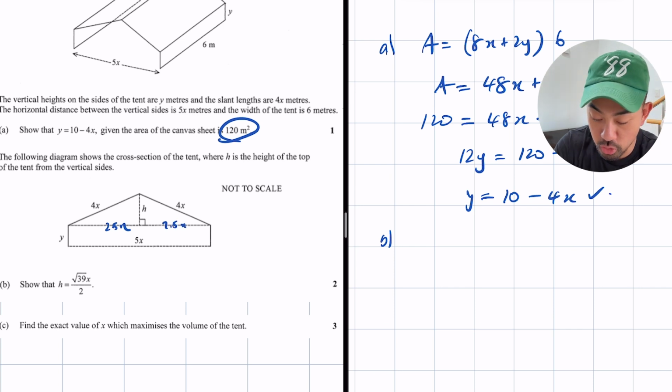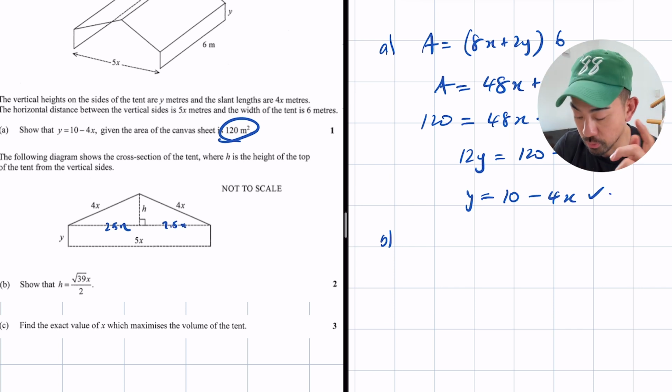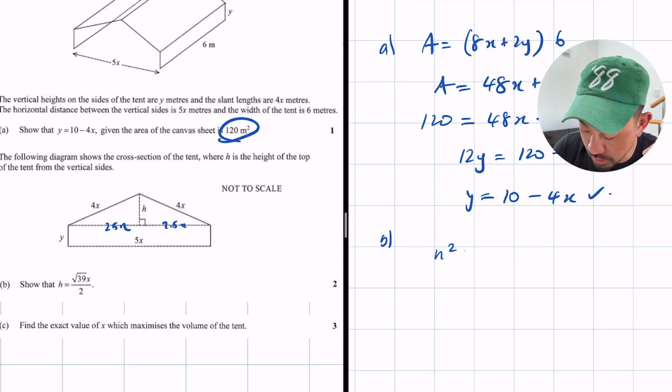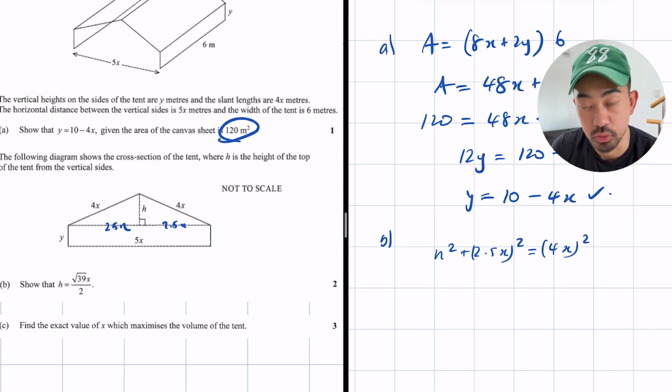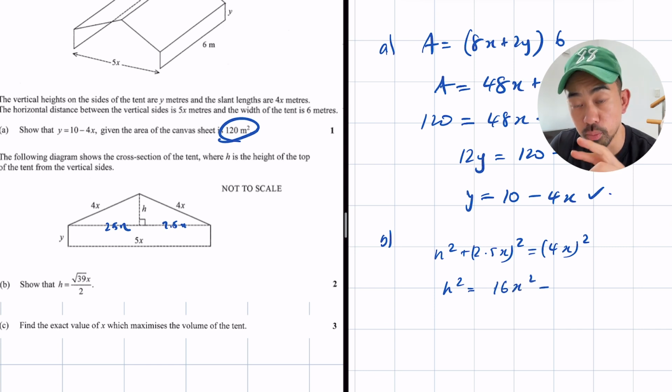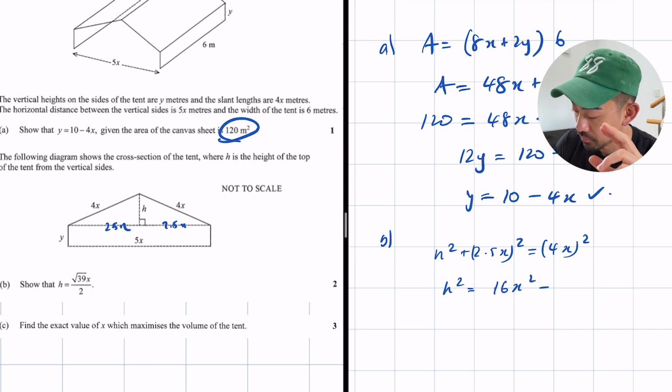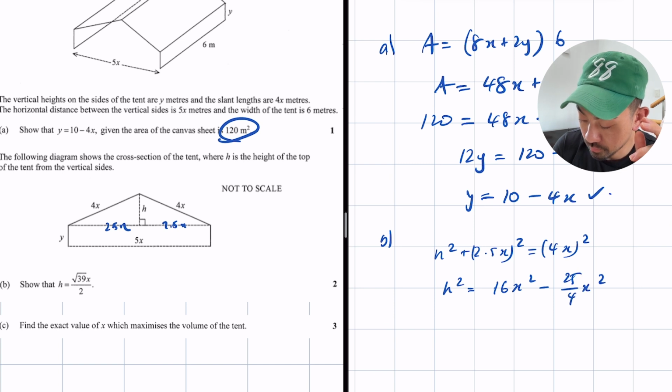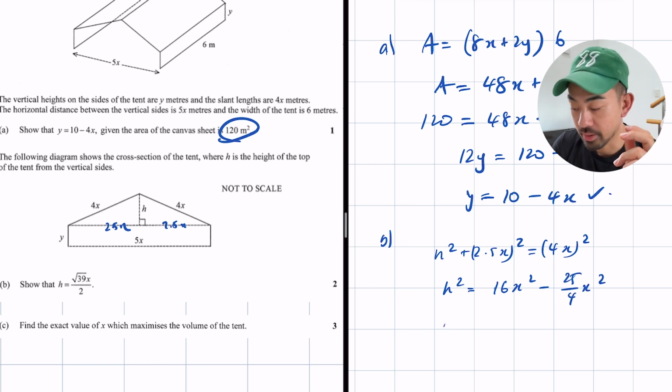2.5x. So just choosing one of the triangles, I know that h squared plus (2.5x) squared is equal to (4x) all squared. Let's do some algebra here. So h squared is equal to 16x squared, and I'll move the (2.5x) squared to the other side. 2.5 squared is 6.25, which is also 25 on 4. And then let's just simplify that.